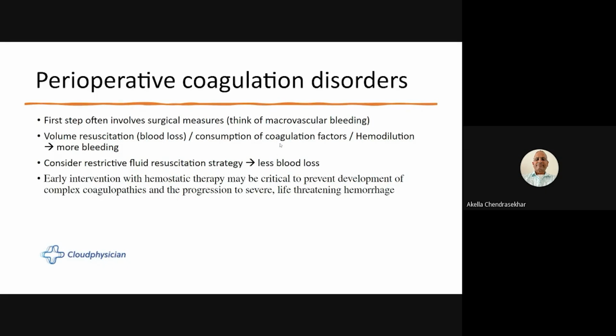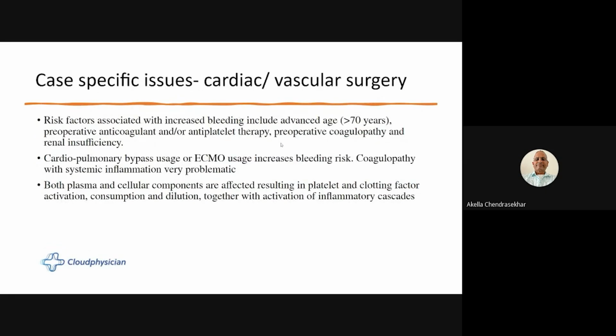But remember, again, cryo for fibrinogen levels and factor VIII, von Willebrand. Now, let's talk a little bit about case-specific issues. In cardiac and vascular surgery, which you're going to face, not cardiac necessarily, but vascular surgery, you do get increased blood loss with either cardiopulmonary bypass or just post-vascular patients. These patients tend to bleed. So please remember that.